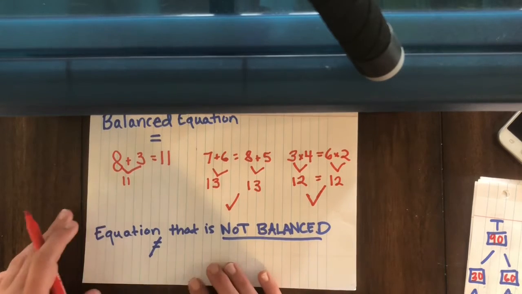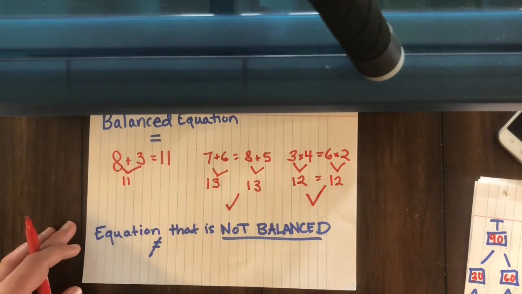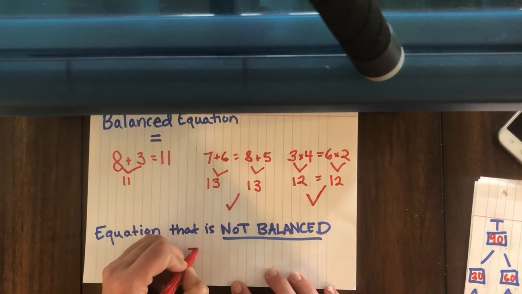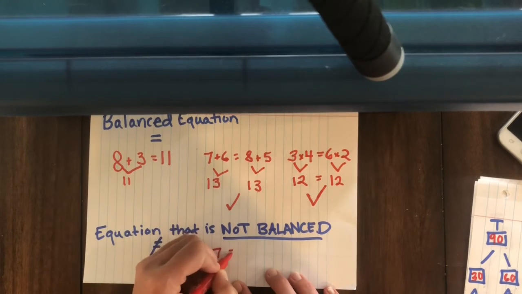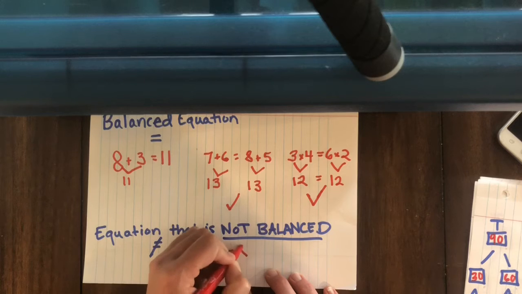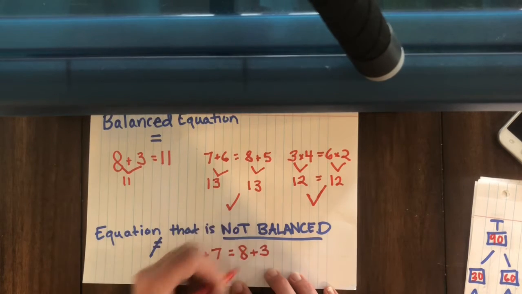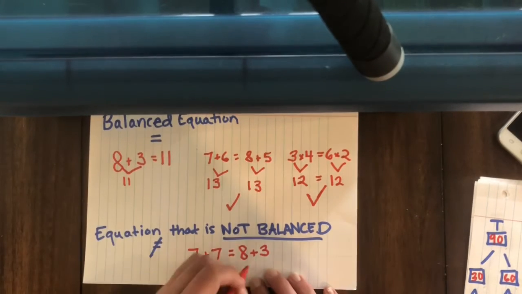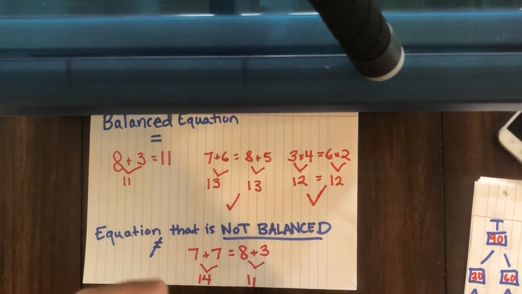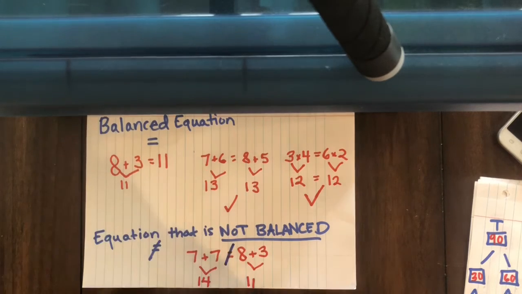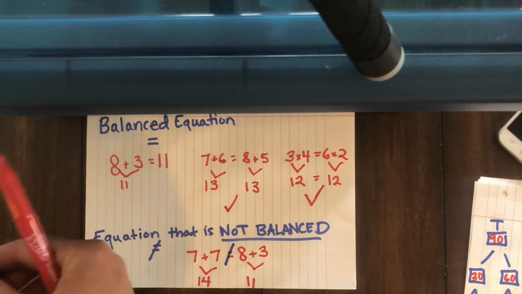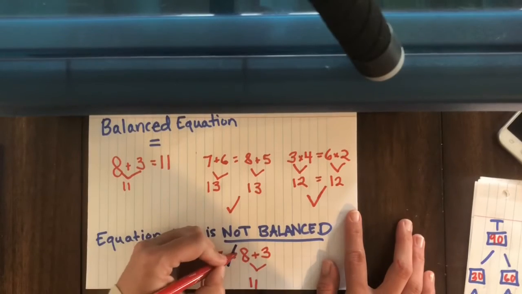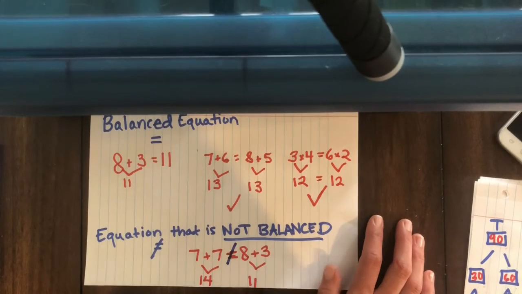Well, what is an equation that is not balanced? So it could be something like 7 plus 7 equals 8 plus 3. Well, I know 7 plus 7 equals 14. And I know 8 plus 3 equals 11. So this equation is not balanced. And the way I show that is I put a cross or X out a line through the equal sign to show that.